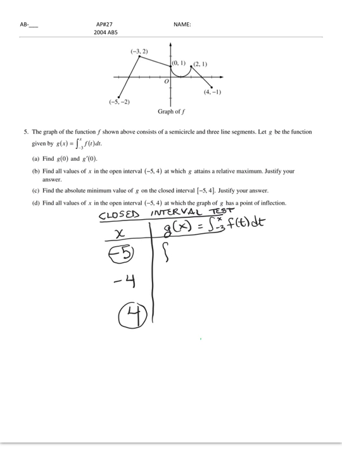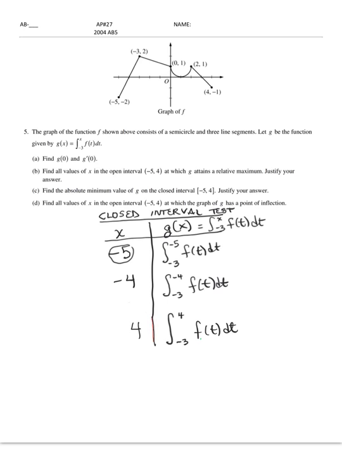The first one would be the definite integral from -3 to -5 of f of t dt. The next one would be the definite integral from -3 to -4 of f of t dt. And the last one would be the definite integral from -3 to 4 of f of t dt. All right. Now let's see if we could evaluate these.